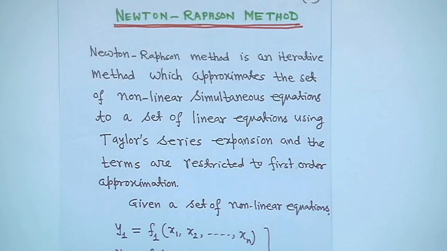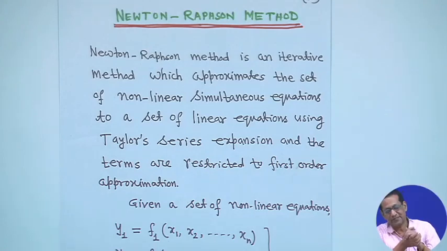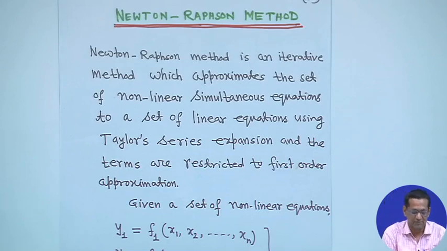Next is the Newton-Raphson method. Gauss-Seidel we have seen. Now we will see the Newton-Raphson method, in short NR method. The Newton-Raphson method also is an iterative method, and in your mathematics course you have studied the Newton-Raphson method, solving different problems.